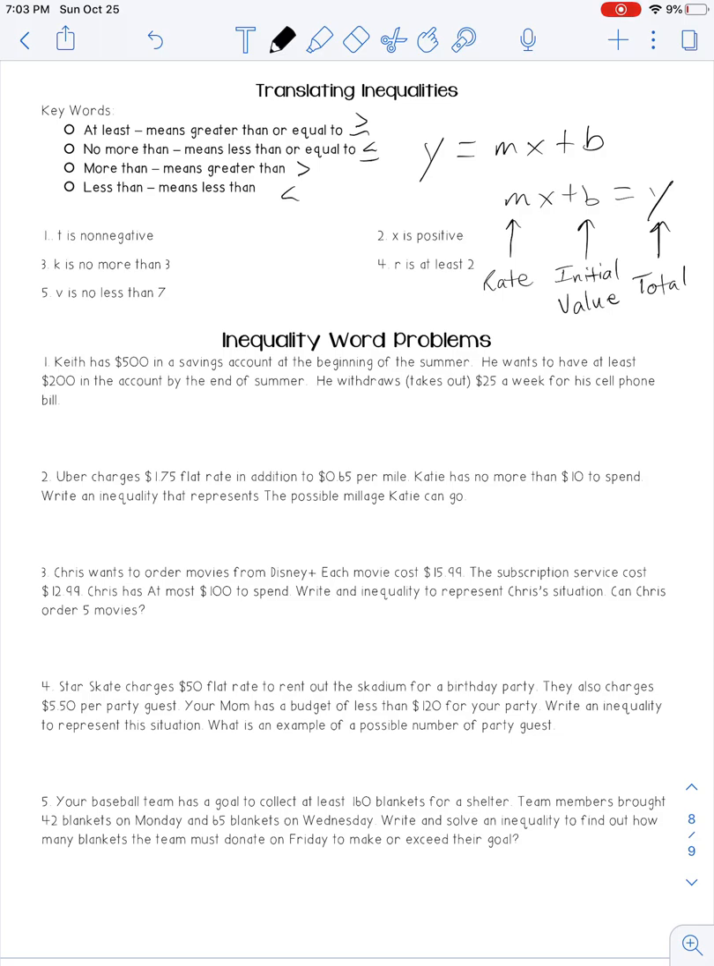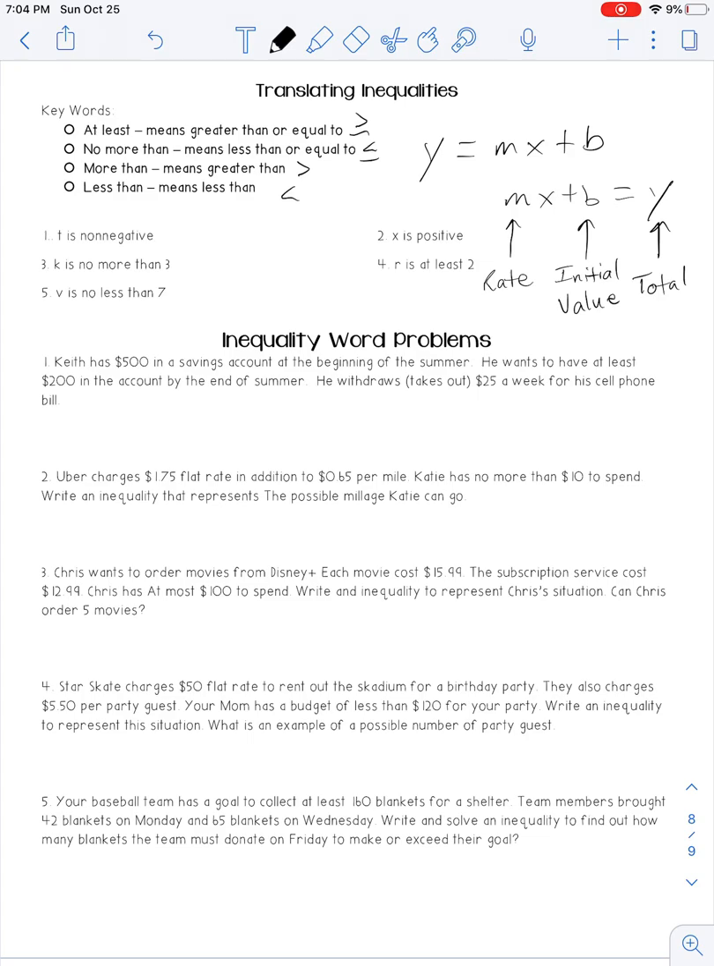Now, a couple things up here. If you look at it, it says at least. It could also mean at most, and then the sign would flip. And then the one below it says no more than. It could also be no less than, and then the sign would flip.